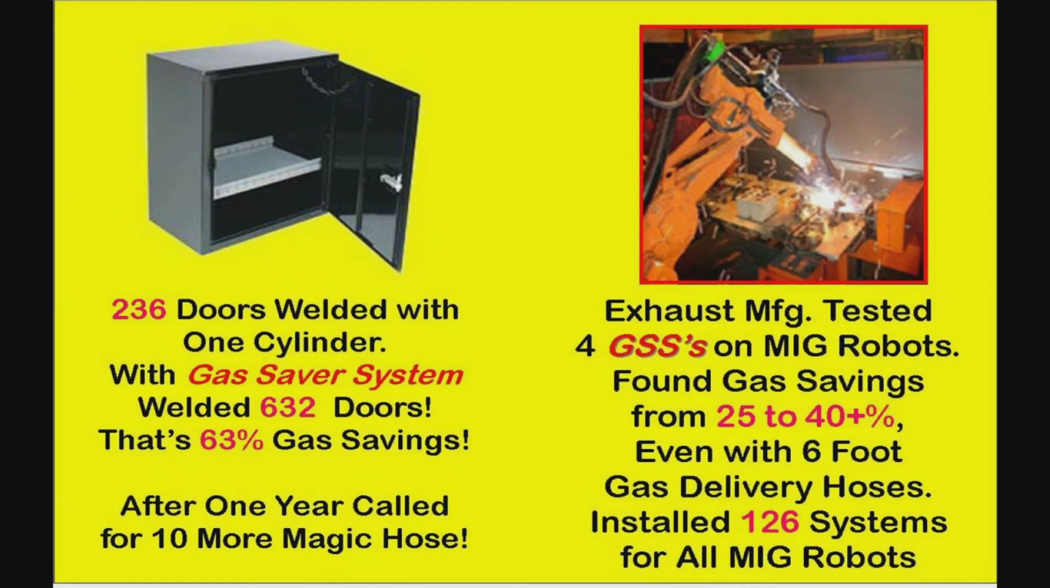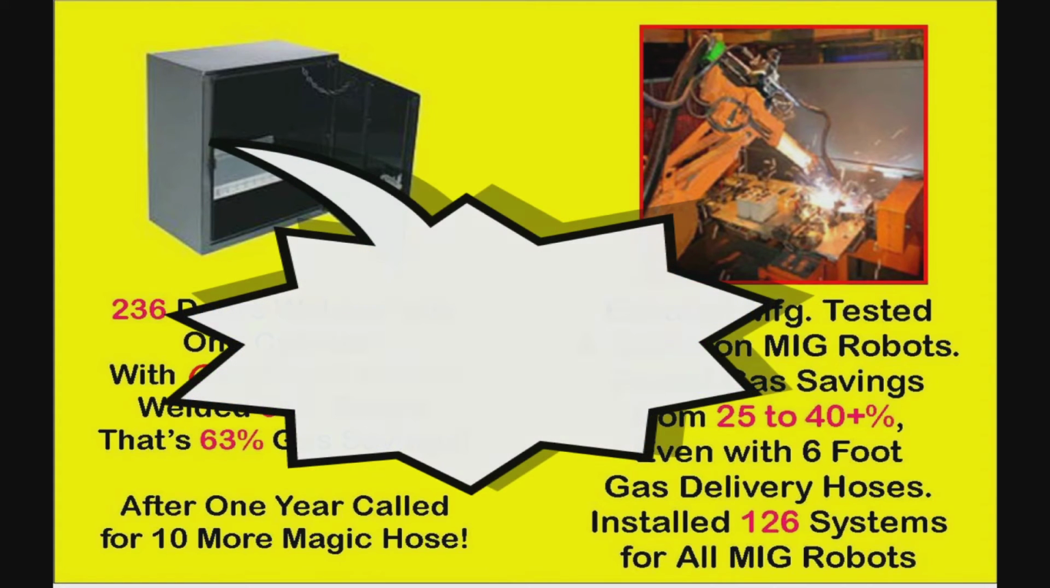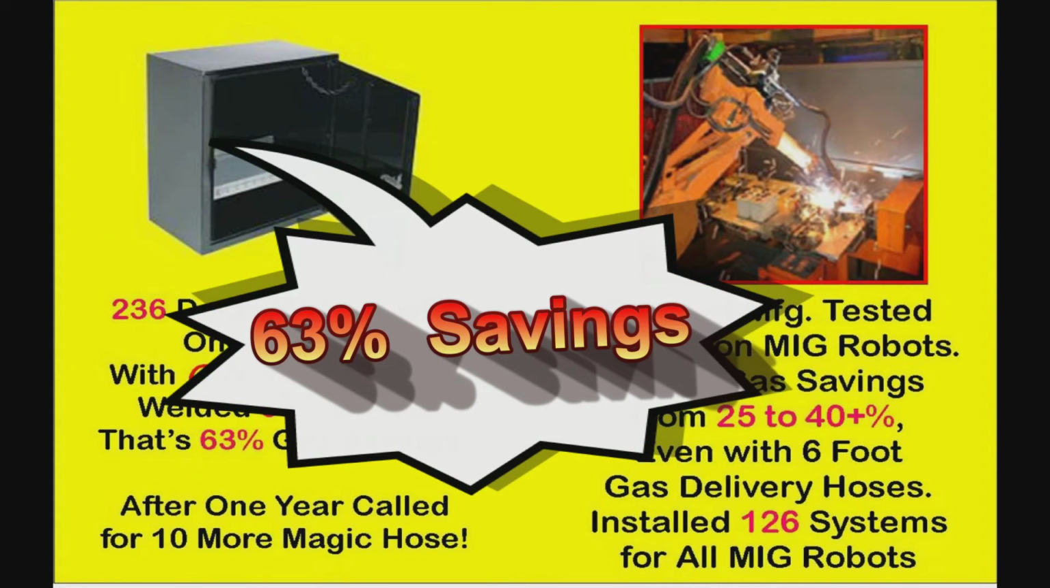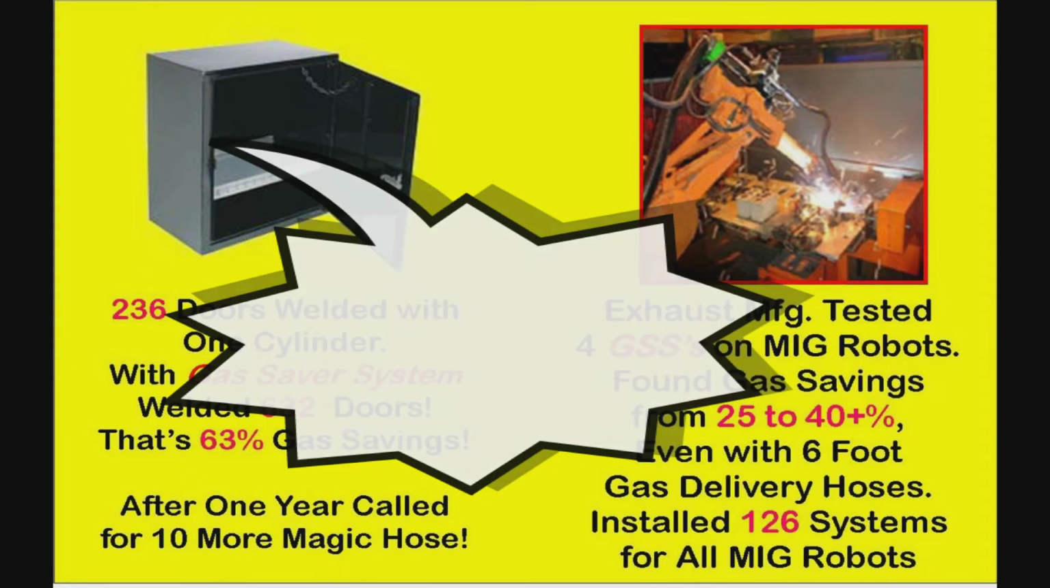How much gas can be saved? One customer reported when using the Gas Saver System, they were able to weld 632 parts with a full cylinder of gas. Previously, they could only weld 236 of the same part with one cylinder. That's a 63% total gas savings.